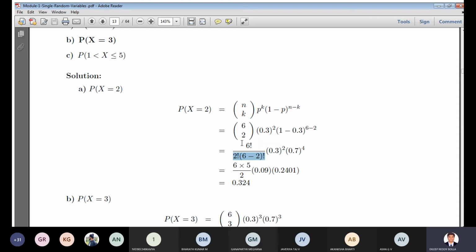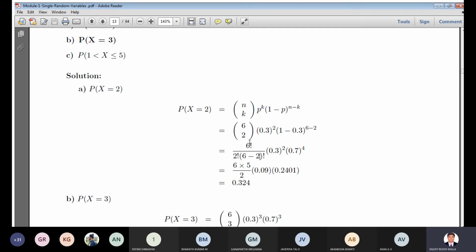So 4 factorial means what? We can cut this down. 6 factorial means 6 into 5 into 4 into 3 into 2 into 1. Here also we get 6 minus 2, 4 factorial. 4 factorial means 4 into 3 into 2 into 1. We can cut down that above and below.